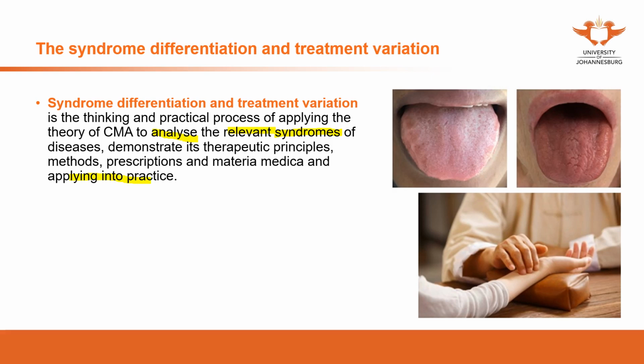So syndrome differentiation and treatment variation actually includes two aspects. The first is to analyze the symptoms. The second is to apply into practice. So there are two actions here. First, analyze the symptoms. The second is apply into practice. So when you look at the picture on the right side, these two tongues on top, there are two tongues.